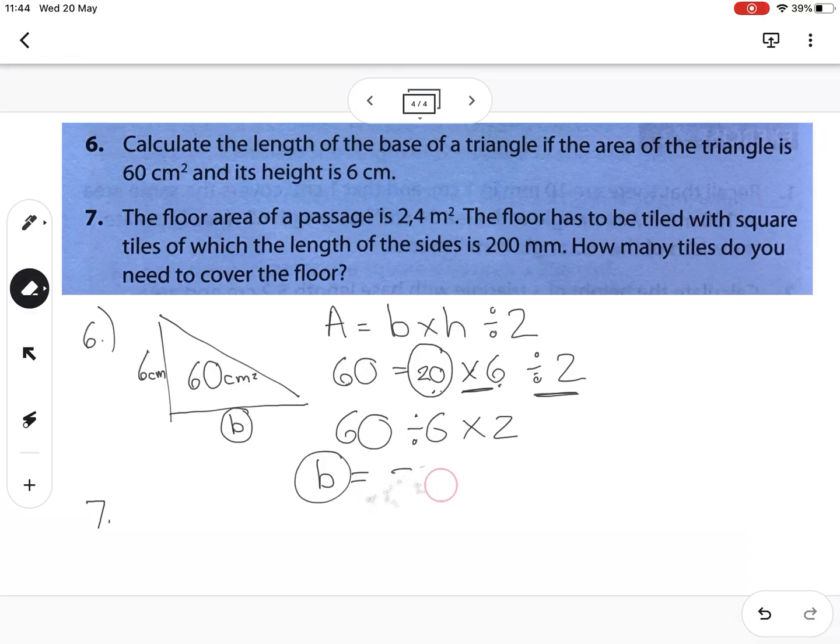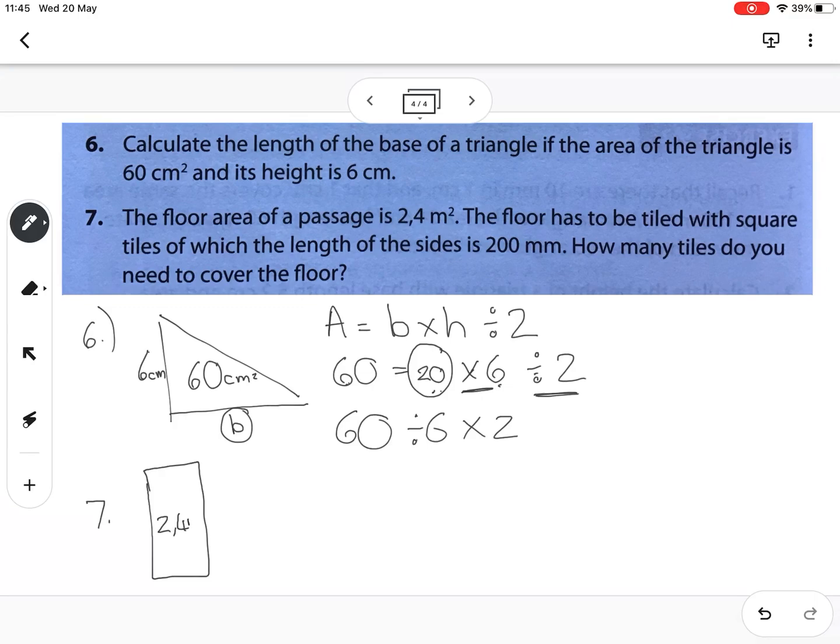Number 7. The floor area. Just taking that out for space. Floor area of a passage. So we've got this passage here, and its whole area is 2,4 meters squared. The floor has to be tiled with square tiles, and these little square tiles, they're a 200 by 200 millimeter tile. So they're that size. How many tiles do you need to cover the floor?